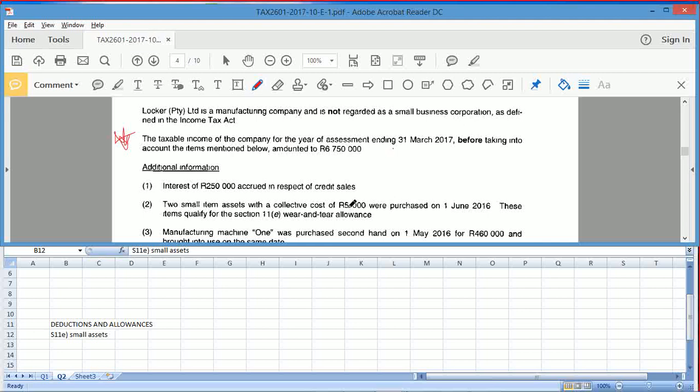They did, but they only gave the useful life of 3 assets. Yes, but not for that one. I don't know what the two small items are. I mean, two small items could be anything. So that's our question. Yeah, it's a bit ambiguous.